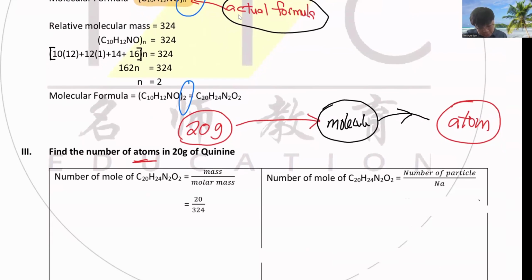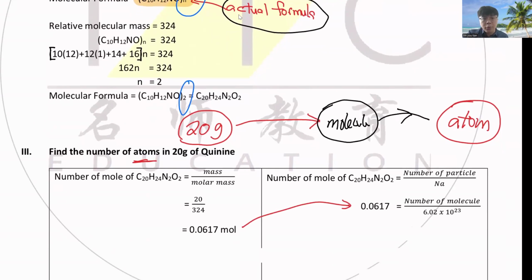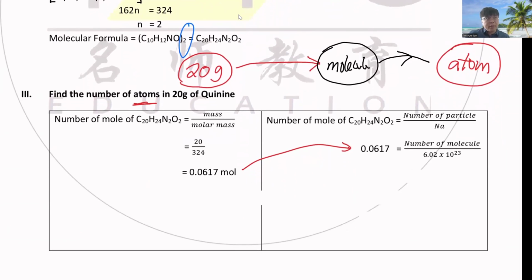Okay, so you get this idea, then bring over here to get the molecule. Later I will show you the difference between finding molecule and atom. So you need to convert to molecule first, because this is molecule. You can't convert to atom directly, because the molar mass you have, all this is C20H24N2O2. So it's all related to the molecule. So you convert to the molecule first.